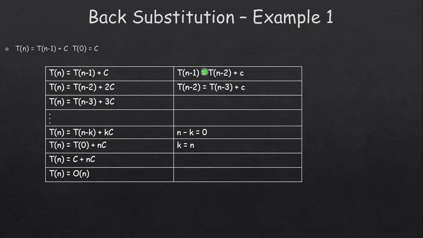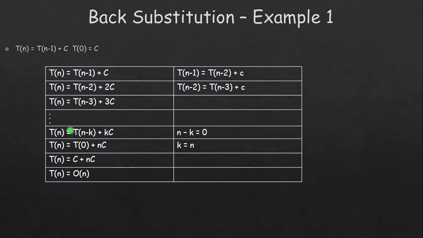So again I am substituting this back into our equation. In place of T of n minus 1 I am going to substitute T of n minus 2 plus c. So it is T of n equals T of n minus 2 plus c plus this c, that is 2c. Similarly I am going to find T of n minus 2. How will I find T of n minus 2? I will substitute n minus 2 in the given equation. T of n minus 2 equals T of n minus 2 minus 1, that is T of n minus 3, plus c. So in place of T of n minus 2 I am placing this expression, T of n minus 3 plus c, plus 2c, that is 3c.